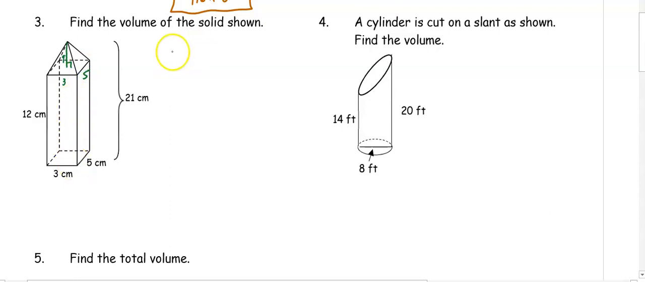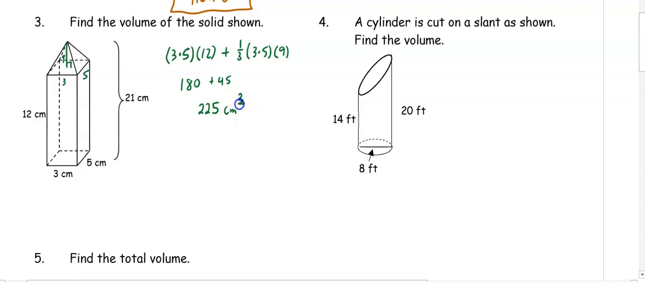For the prism, it is the base area, so 3 times 5 for the rectangle, times the height of 12, plus for the pyramid, it is 1/3 the base area, which is 3 times 5 again, times the height of 9. When we multiply, we get 180 plus 45, which is equal to 225 centimeters cubed.